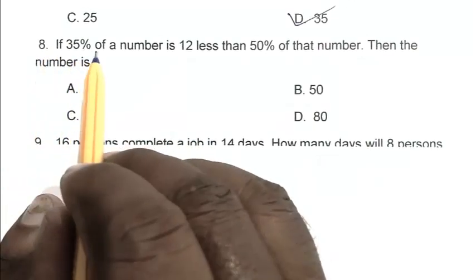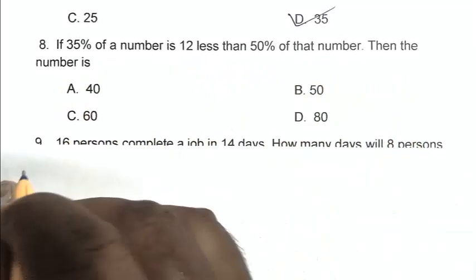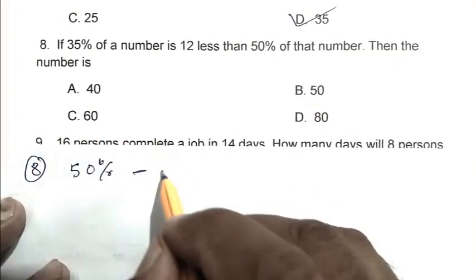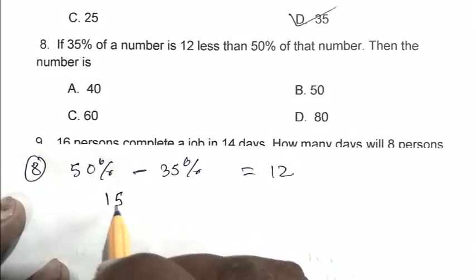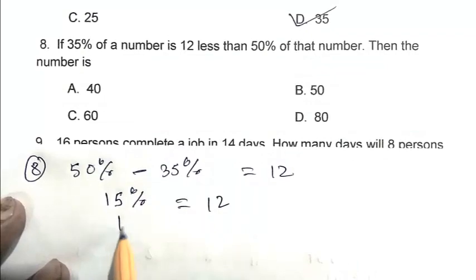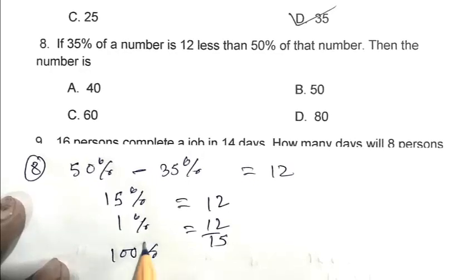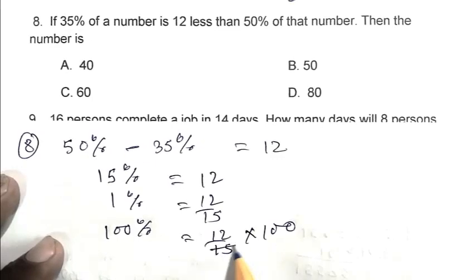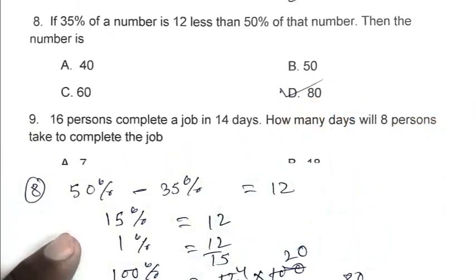Question number 8. If 35% of a number is 12 less than 50% of that number, then the number is. So the difference in percentage is 50% minus 35%, and this is 12. So 15% equals 12. 1% equals 12 by 15, and the number, that is 100%, equals 12 by 15 into 100. So the number is 80. D is the right answer.